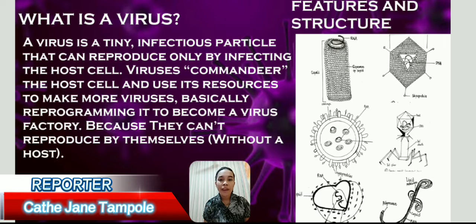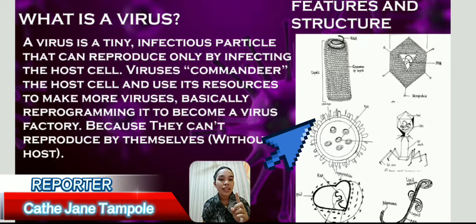What is a virus? A virus is a tiny infectious particle that can reproduce only by infecting the host cell. Viruses command the host cell and use its resources to make more viruses, basically reprogramming it to become a virus factory, because they can't reproduce by themselves without a host. So that's a virus. That is the first meaning of a virus.